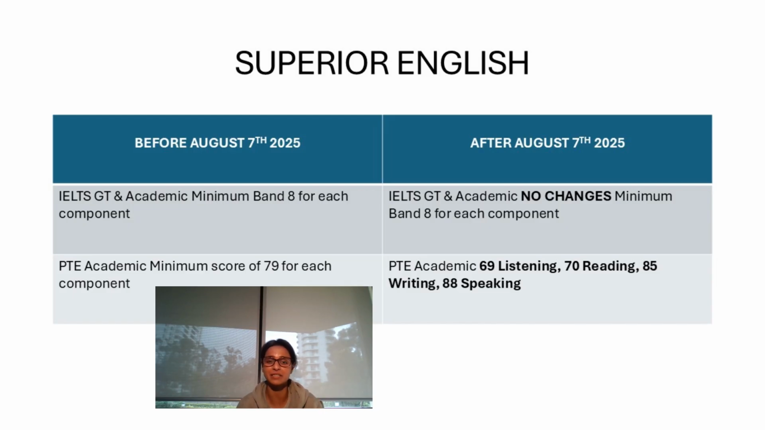But for PTE academic, there has been a significant change. For PTE academic previously, before August the 7th, a minimum score of 79 for each component was required to prove that you are a band 8. But now a PTE academic score of 69 for listening, 70 for reading, here's where it gets really hard, 85 for writing, and 88 for speaking. That's not easy. I understand that it is very difficult, but it's where we're at, okay, folks? So let's move on.